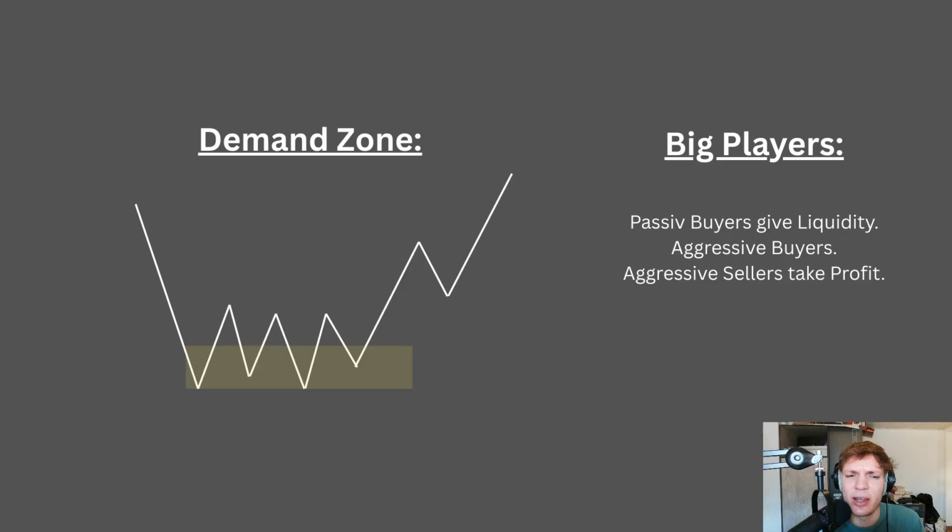Now let's take a look at the other side, the demand zones. Just like supply, a demand zone is where we expect large buying interest. In this case, price moves into a demand zone and we anticipate passive buyers offering liquidity, aggressive buyers entering with market orders, and aggressive sellers closing their shorts to lock in profit. Again, we're watching for the footprint of the big players here.